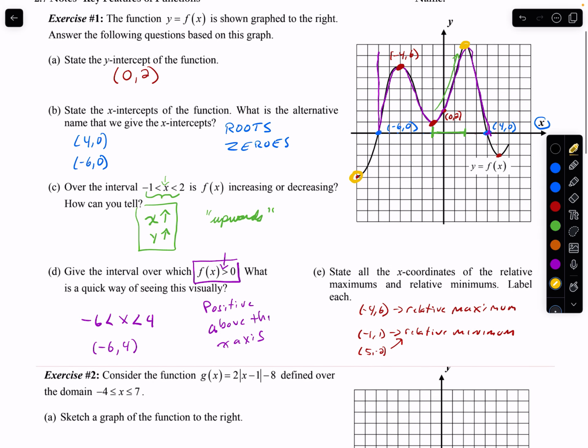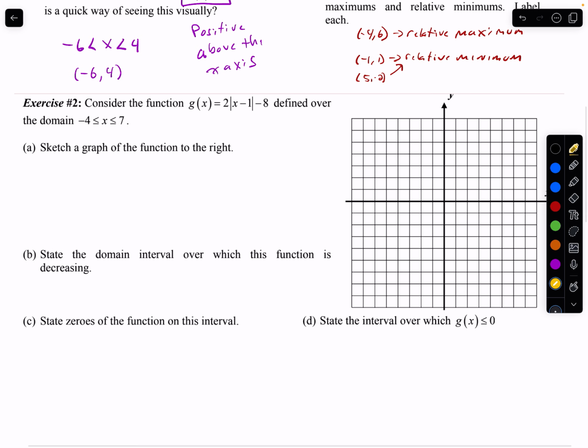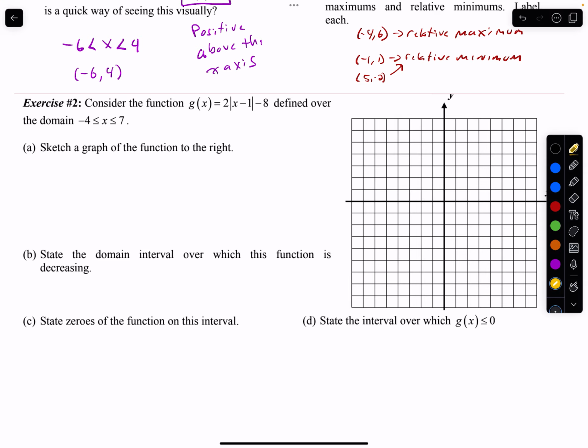Okay, next one. Let's take a look at this. What happens if we have to graph this function: 2 absolute value of x minus 1, over 8, over the domain negative 4 to 7? Sketch a graph of the function on the right. So what I'm going to do here is set up a graph.